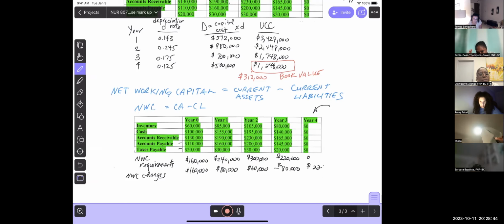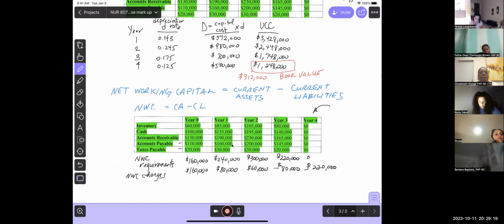So the 220 is negative 220. We don't need 220. So those are the net working capital changes. That's what I call it. And the last step is to look at this from the perspective of the firm, because the firm is making the decision to pursue this project. The project needs this. These are the changes each year, or the incremental cash flows.